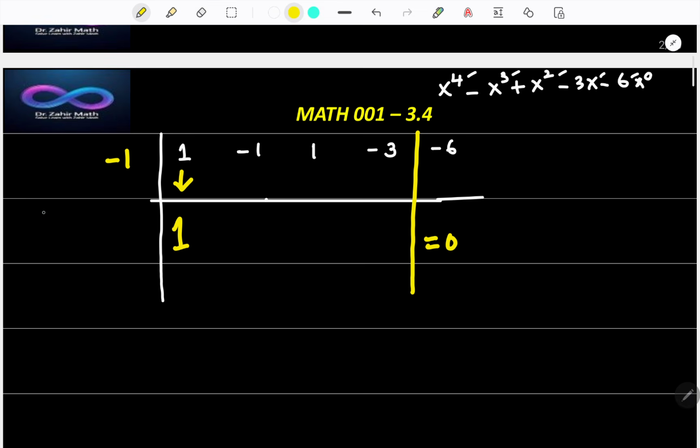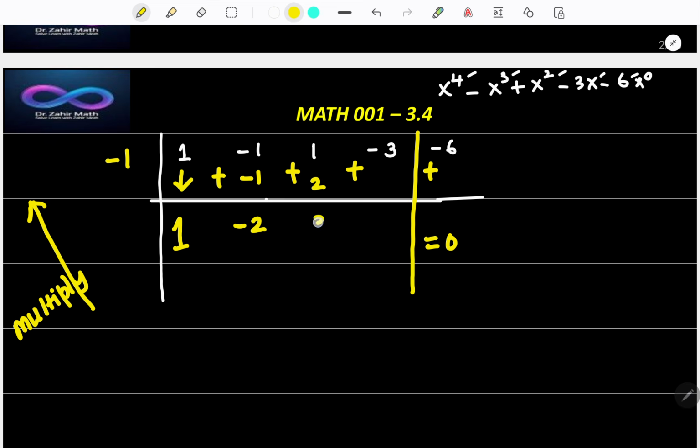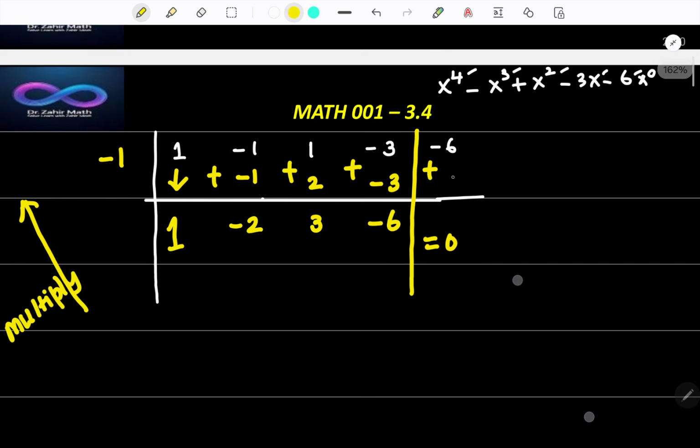So take this one. This side you are going to do multiply, and this side you are going to do plus. Keep in your mind. Okay, everybody? Right. So 1 times 1 is what? Minus 1. Minus 1 is what? Minus 2. Minus 2 times minus 1 is what? Plus 2. 2 plus 1 is what? 3. 3 times minus 1 is what? Minus 3. Minus 3 is what? Minus 6. Minus 6 times minus 1 is what? Plus 6. So we are getting 0.